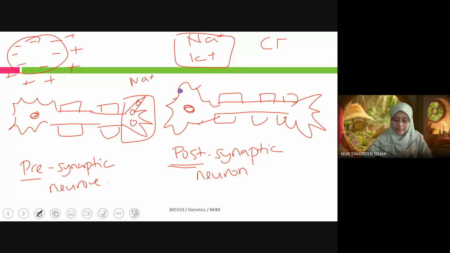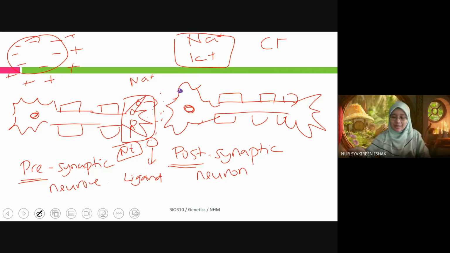So this synaptic terminal, dia ada apa? Dia ada vesicle containing neurotransmitter. So the neurotransmitter from the synaptic terminal of presynaptic neuron will be released into this synaptic cleft. This neurotransmitter that is released into the synaptic cleft dia adalah chemical molecule. So we call it as ligand. Ligand, chemical molecule, in this case is the neurotransmitter released into the synaptic cleft.